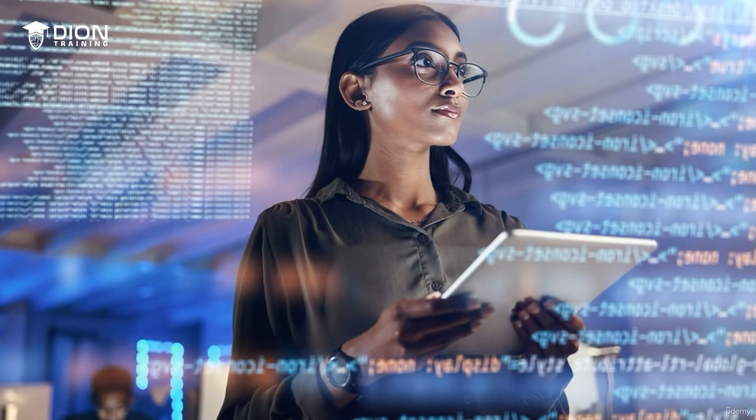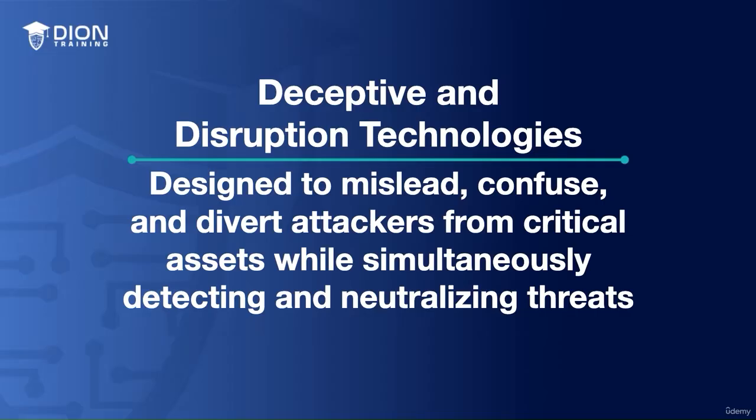But how can cybersecurity researchers and professionals learn the different tactics, techniques, and procedures used by each different type of threat actor? That is where deception and disruption technologies get implemented within our enterprise networks. Deception and disruption technologies are designed to mislead, confuse, and divert attackers away from critical assets while simultaneously detecting and neutralizing threats. By creating a dynamic environment or presenting false information, these technologies can delay and deter adversaries, giving organizations an upper hand in identifying and countering malicious activities.